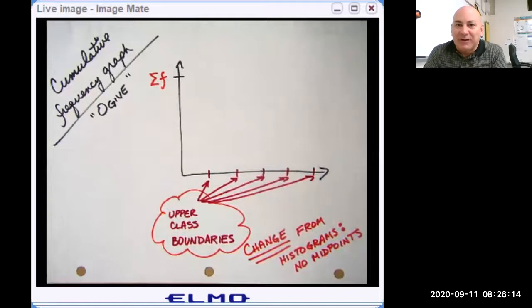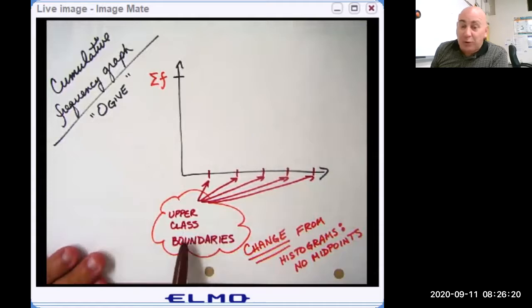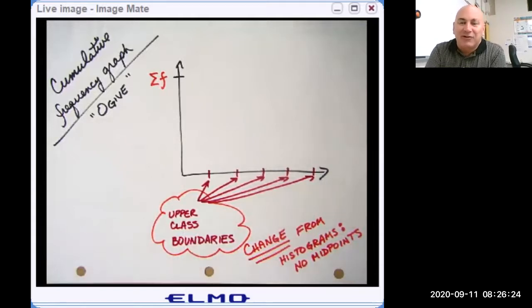you add up how many data points you've encountered so far. And for the ogive, you must use the upper class boundaries to make sure that you've gotten all the data points up to that point. So we do not use histograms. We do not use midpoints on an ogive. Only upper class boundaries.